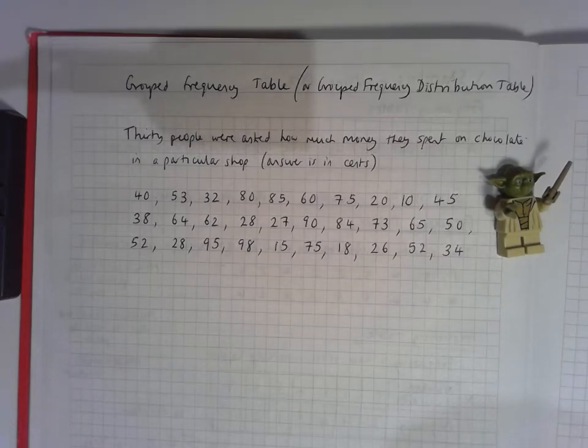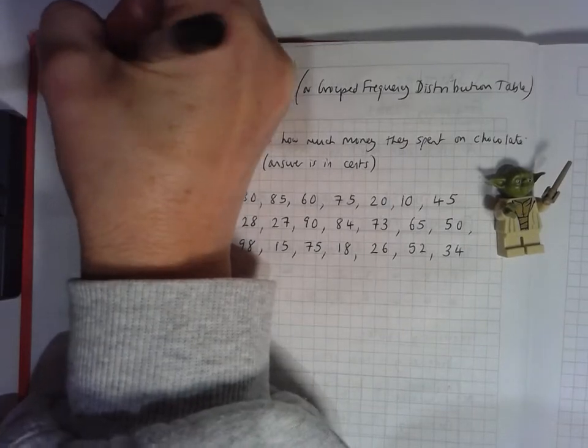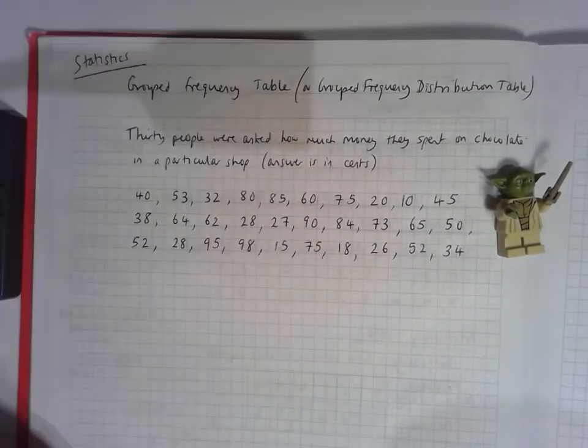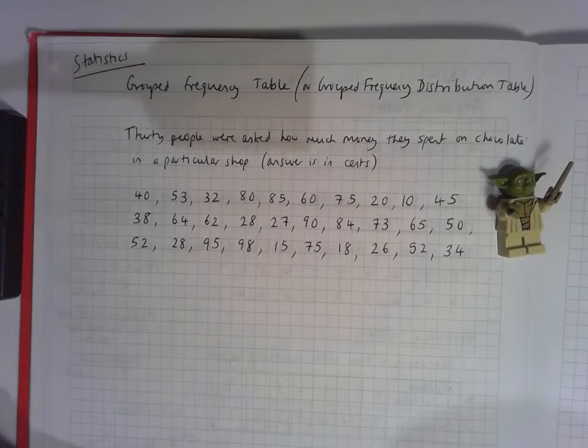We're continuing with statistics and finding mean, median and mode, and this time we're looking at a grouped frequency table. We looked at a frequency table before. This time we're looking at a grouped frequency table and I'll explain the difference to you.